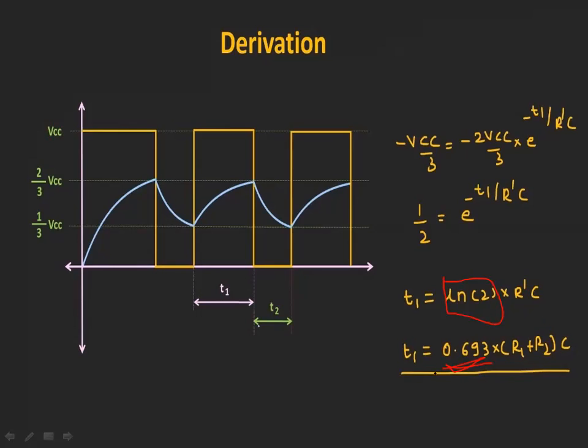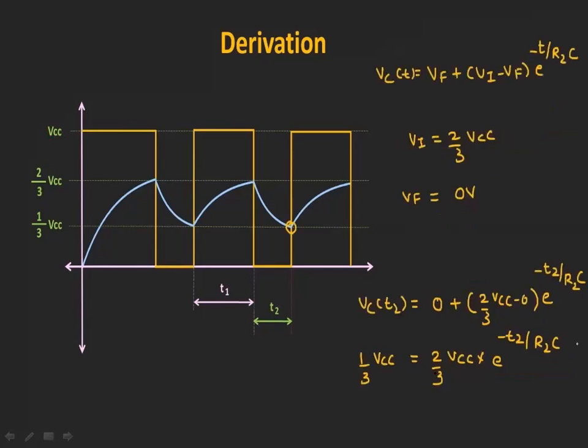And then coming to the discharging time period. During the discharging time period, the initial value of the capacitor will be 2 by 3 VCC, and the final value is nothing but 0 volts. So V initial is 2 by 3 VCC and V final is 0 volts. Same equation we are going to see here. VC of T is equal to V final plus V initial minus V final into E power minus T by R2 into C. Here, during discharge, we are having one resistor, that is R2. So we are going to consider only R2.